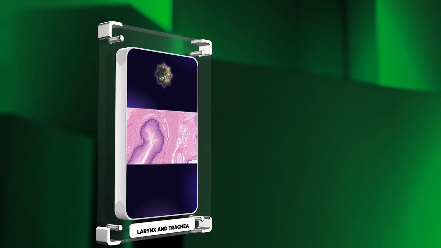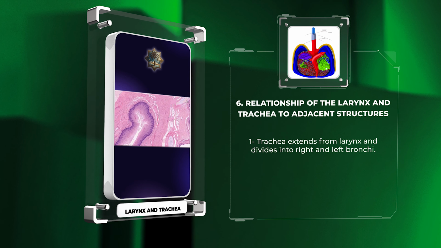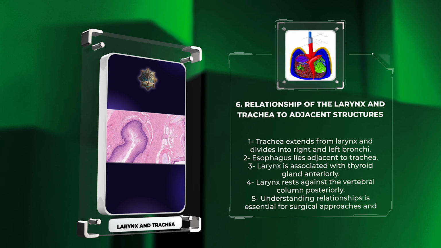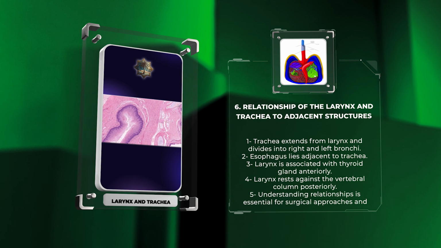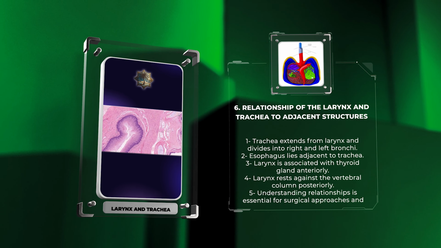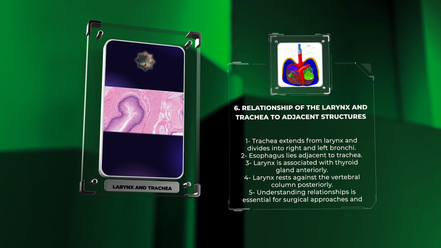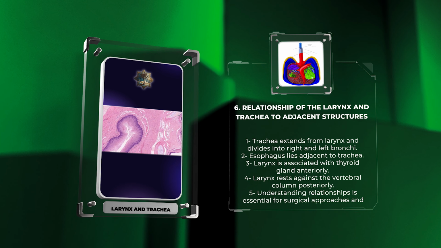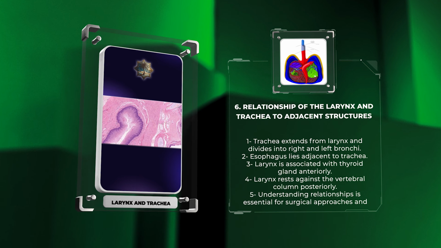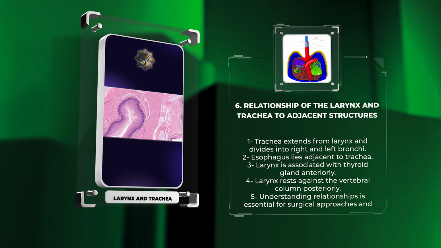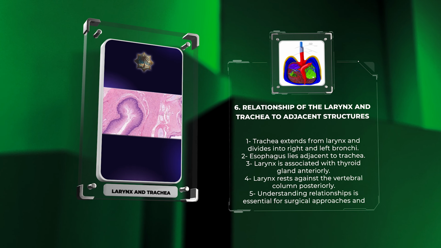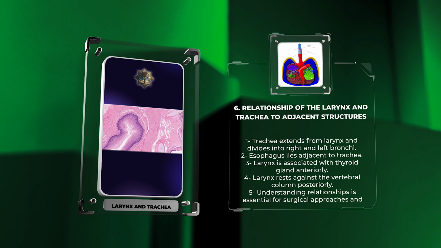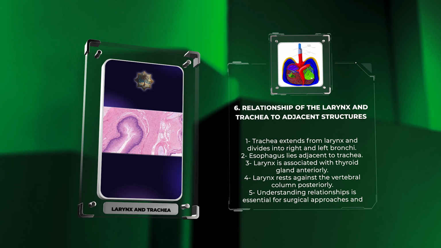The larynx and trachea are closely related to several anatomical structures. The trachea extends from the larynx and divides into right and left bronchi, entering the lungs. Adjacent to the trachea lies the esophagus, responsible for transporting food and liquids to the stomach. Anteriorly, the larynx is associated with the thyroid gland, and posteriorly, it rests against the vertebral column. Understanding these relationships is essential for surgical approaches and to comprehend the potential spread of diseases and tumors.